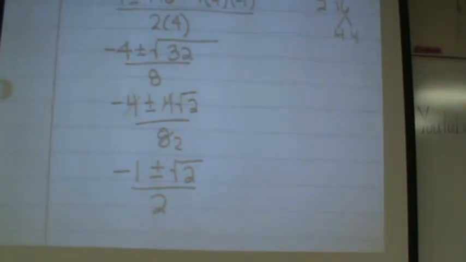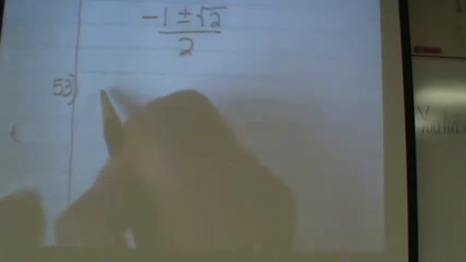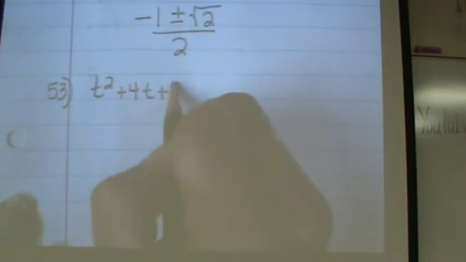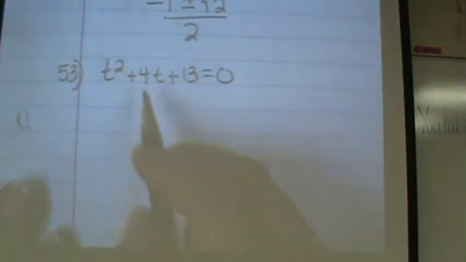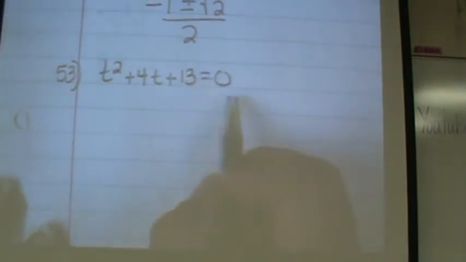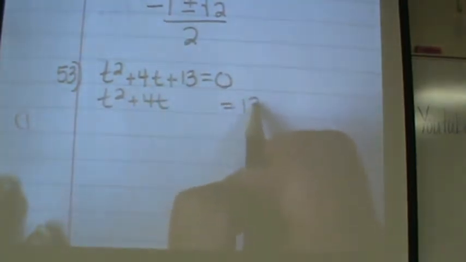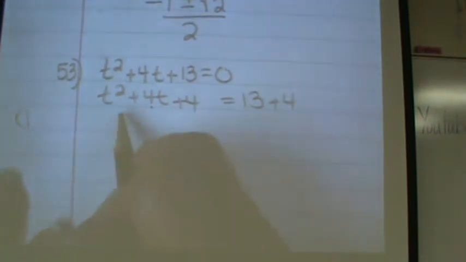We can skip 51 and we do 53. Question 53, we have t squared plus 4t plus 13 equals 0. I can't factor this one, but I like this fact that there's an even number here. I'm going to bring this 13 over. I'm going to complete the square. This should go pretty quickly. Half of 4 is 2 and square it. You're going to add 4 to both sides.